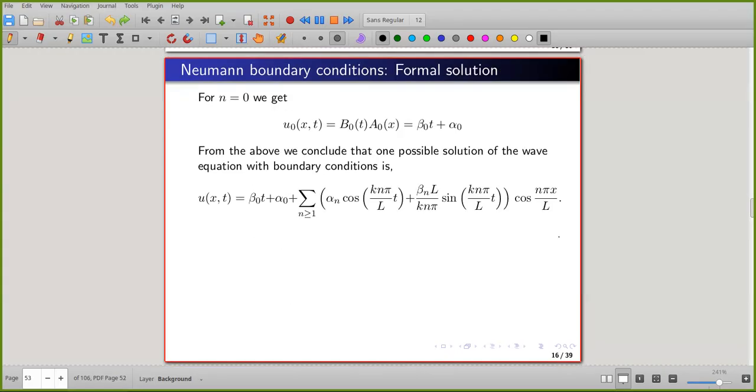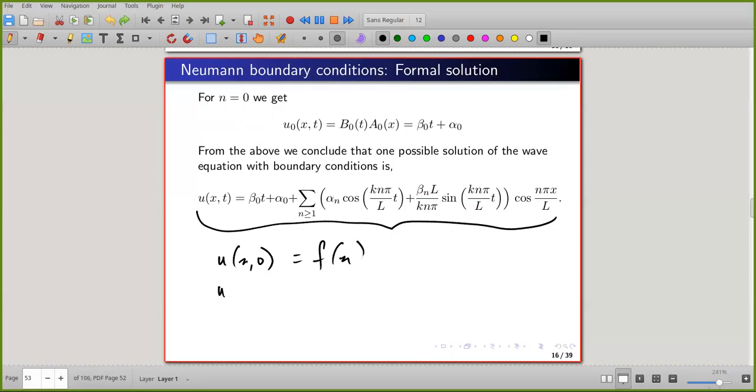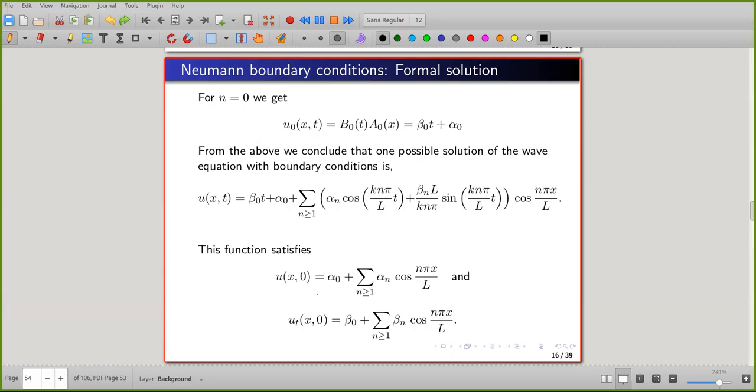Right, so we have this. And then we are going to put in our boundary conditions: u(x,0) is equal to f(x) and u_t(x,0) is equal to g(x). Let's see. This we want to be f(x), and this we want to be g(x). So once again, clearly, we can get the beta i's as Fourier coefficients of g(x) and the alpha i's as Fourier coefficients of f(x).